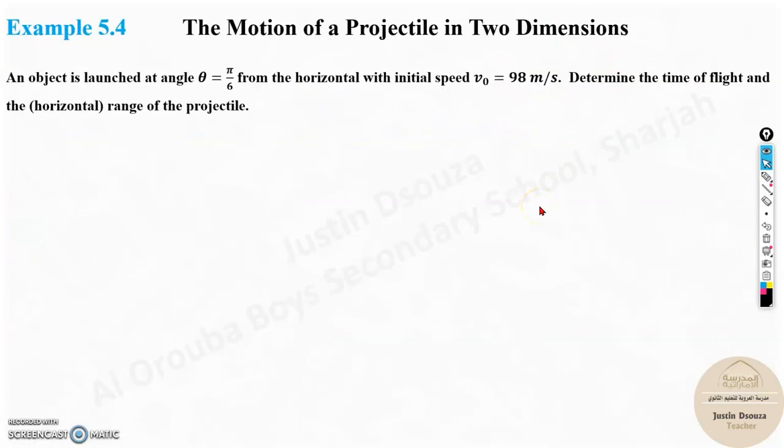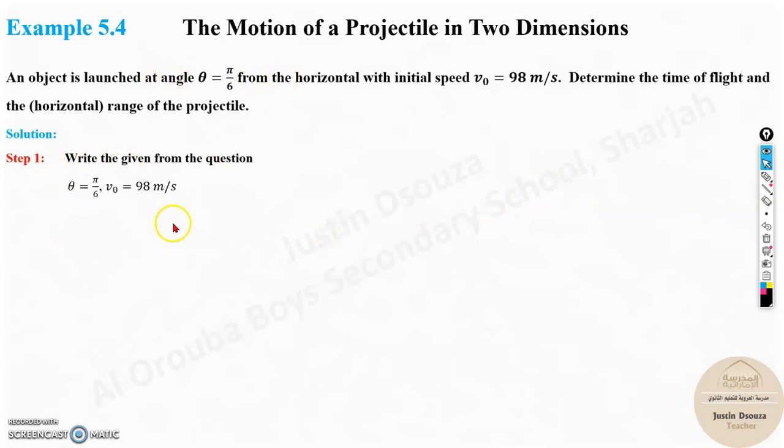In this problem, we will see the motion of a projectile in two dimensions. An object is launched at an angle theta equals pi by 6 from the horizontal with the initial speed of v naught equals 98 meter per second. Determine the time of flight and the horizontal range of the projectile. This is very important. Now, before we understand better, we will see some diagrams.